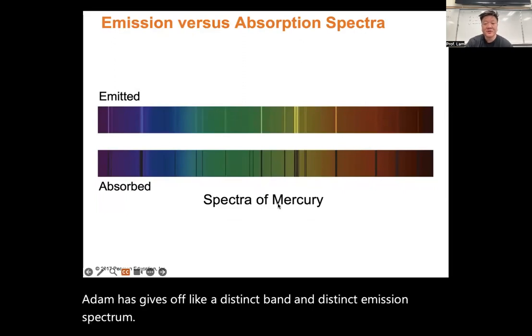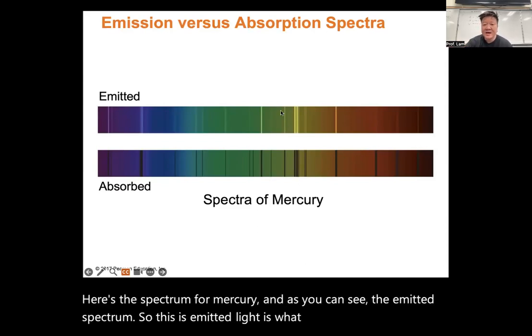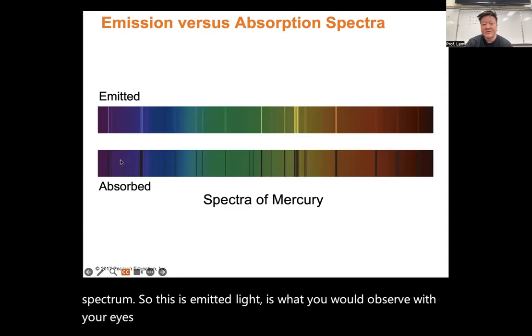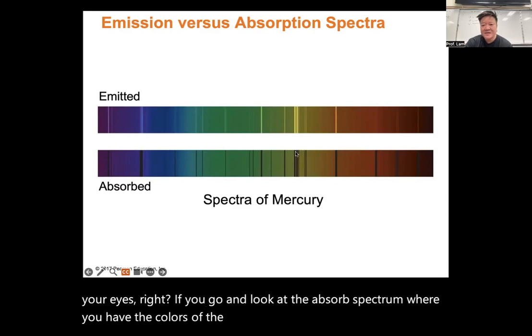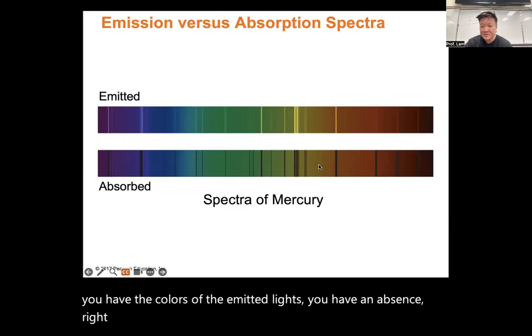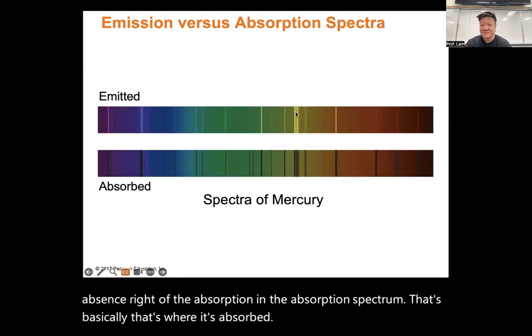Here's the spectrum for mercury, and as you can see, the emitted spectrum, so this is emitted light, is what you would observe with your eyes, right? If you go and look at the absorbed spectrum, where you have the colors of the emitted lights, you have an absence of absorption in the absorption spectrum. That's where it's absorbed and where it's emitted, right?